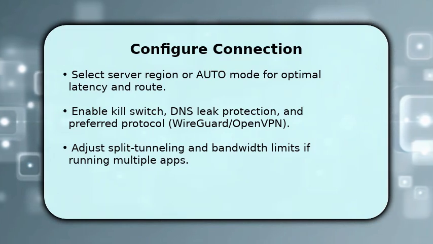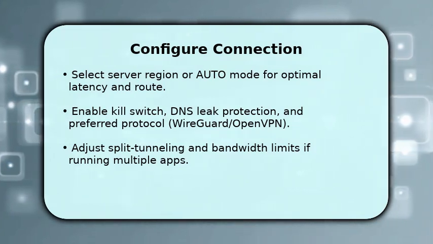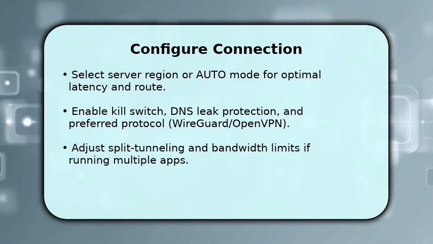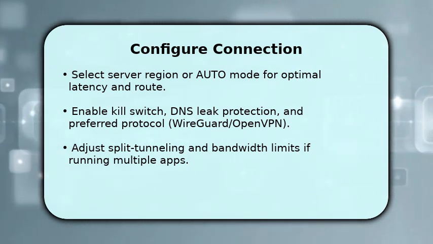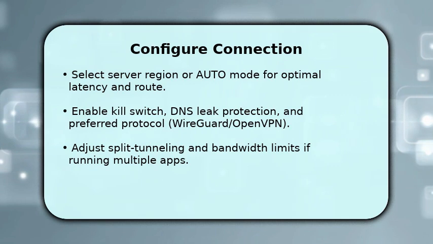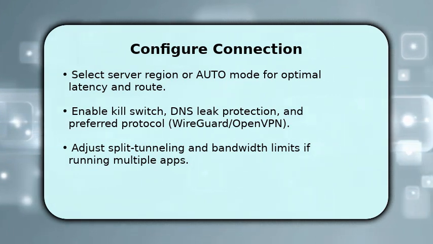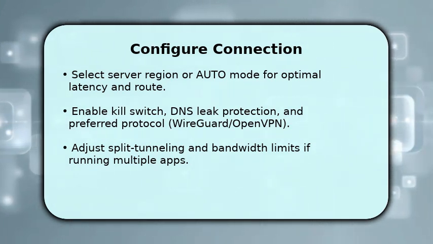Now you configure the connection. Pick a server region or let Auto choose the fastest route. This affects speed and geolocation. Choose a protocol: WireGuard for performance, OpenVPN for compatibility, and enable DNS leak protection plus the kill switch to block traffic if the VPN drops.